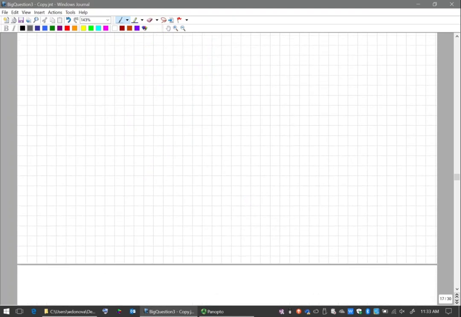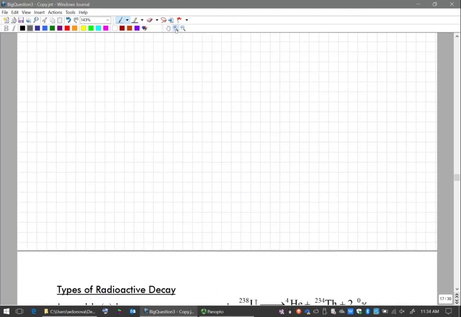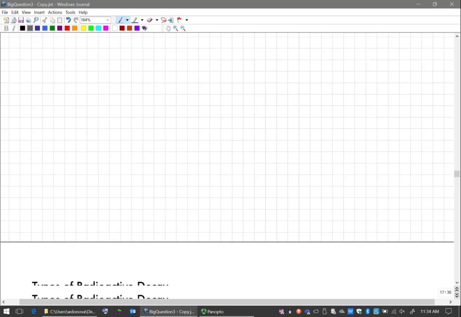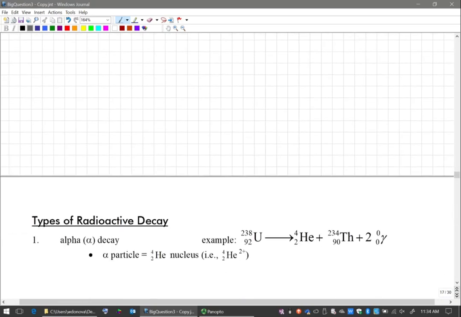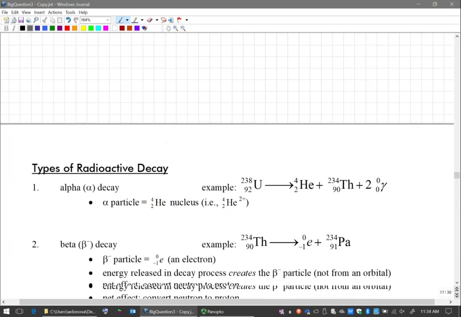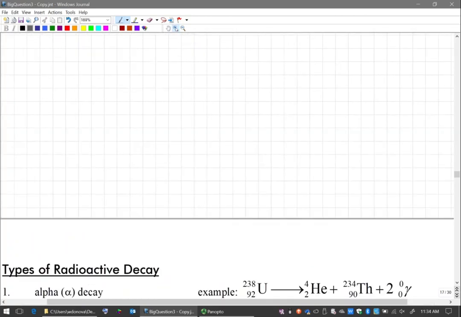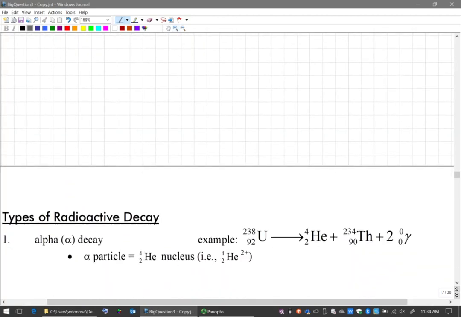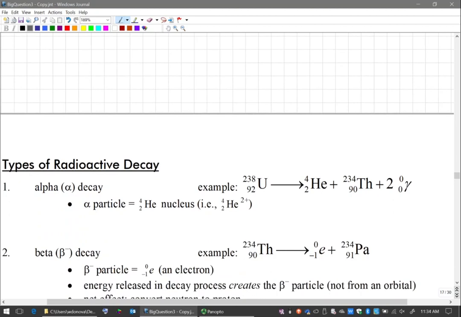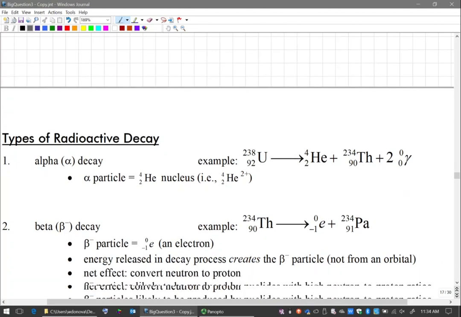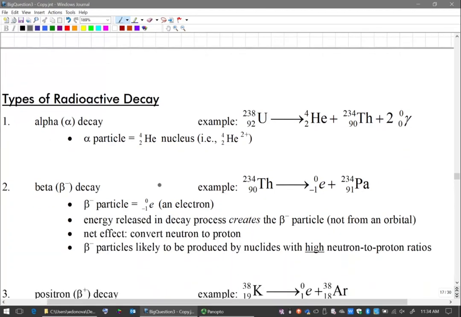So let's see here. We have a list of types of radioactive decay. And these are worth being familiar with. These are some types of radioactive decay. These aren't the only types of radioactive decay. These are a few. Many of them use Greek letters. If you're going to use Greek letters, then the first on the list might as well be alpha decay. Alpha decay is the emission from the nucleus of a so-called alpha particle.